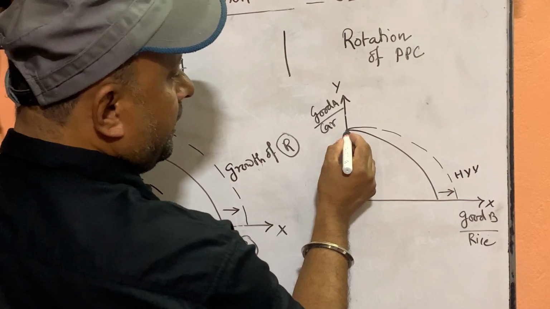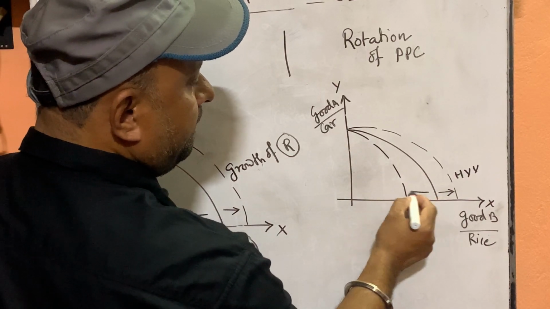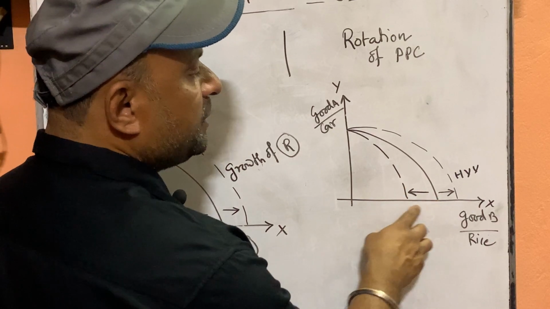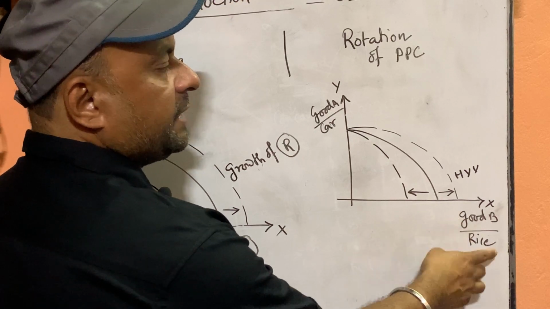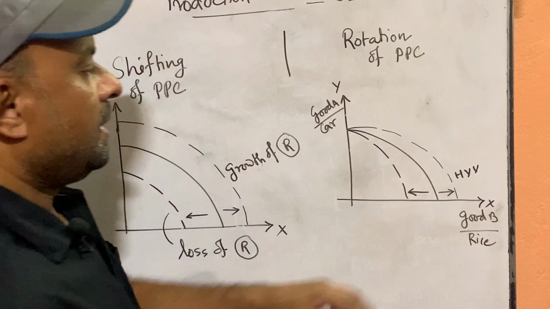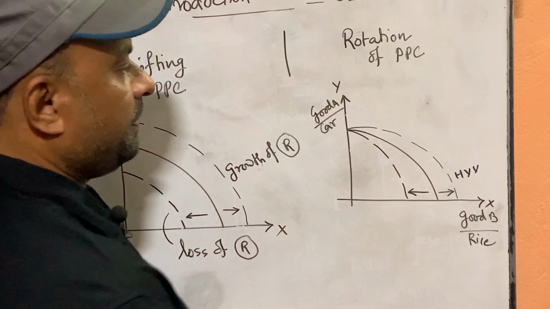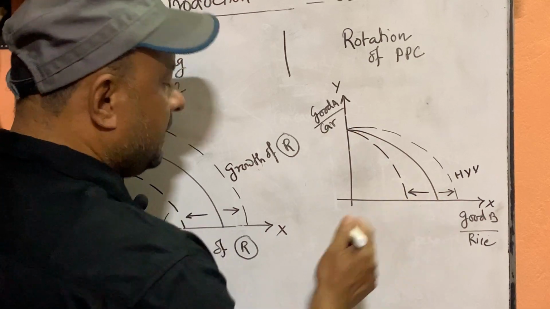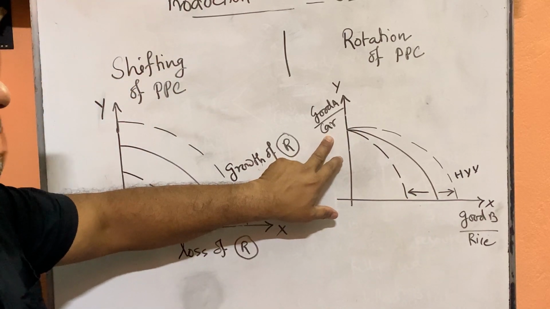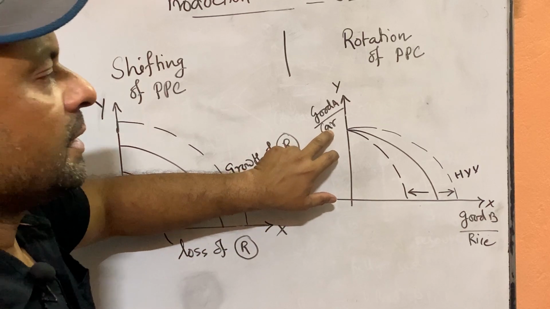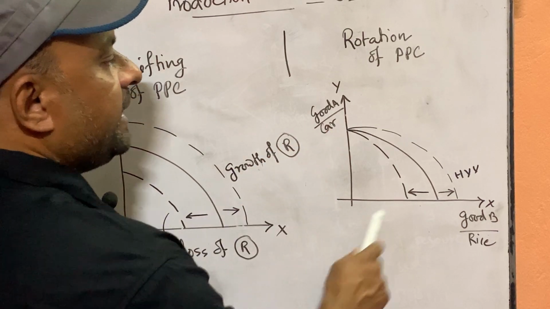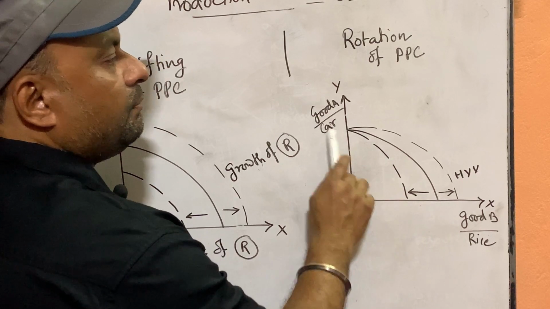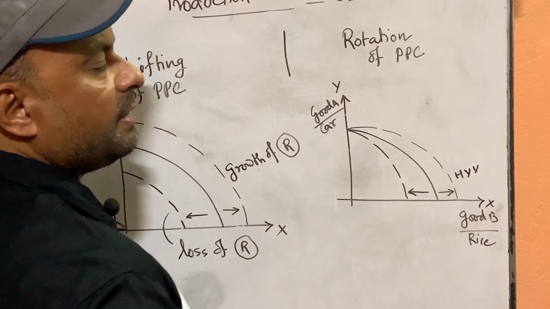Reverse thing, PPC may rotate backward along the x-axis when there is loss of resources required in the production of good wheat, that is rice. Suppose due to flood a lot of fertile land is destroyed, that time what happens? Our production of rice will be hampered without reducing the production of car, because fertile land has no relation with the production of car. Okay, this is rotation of PPC. PPC rotates due to change in the resources of one particular good. That time both the goods are not affected, only one particular good will be affected.